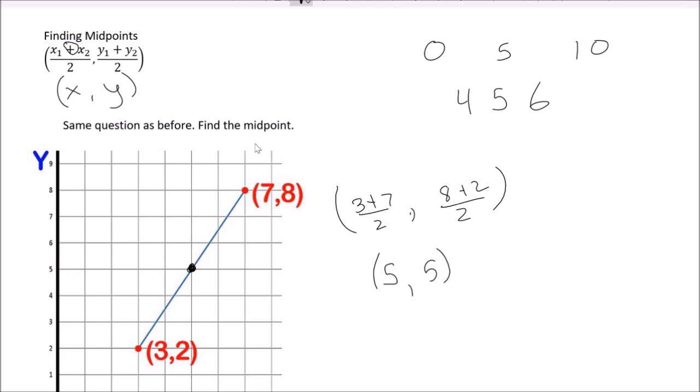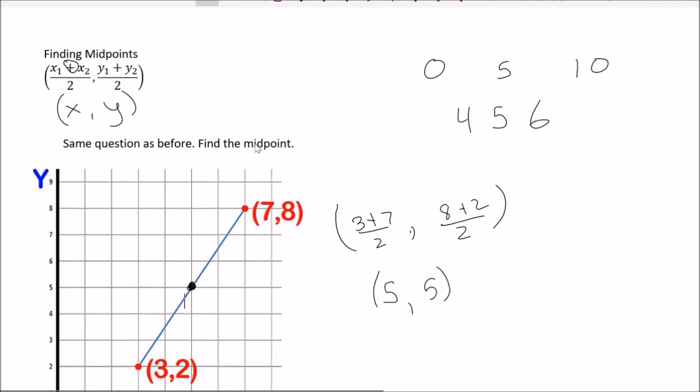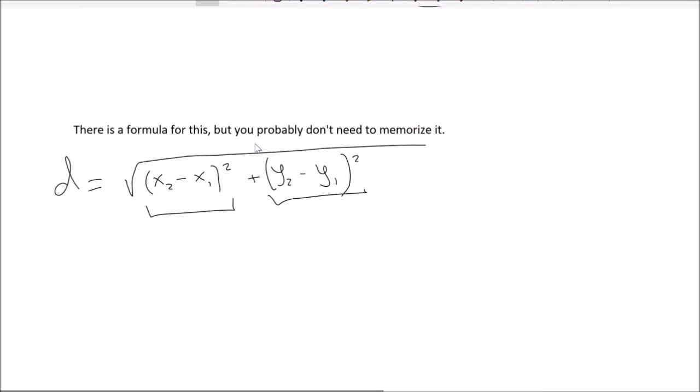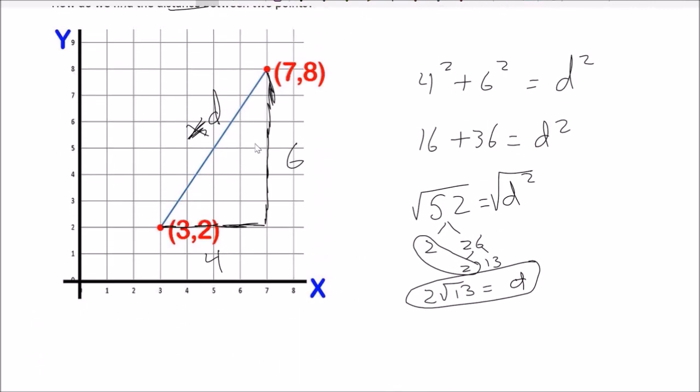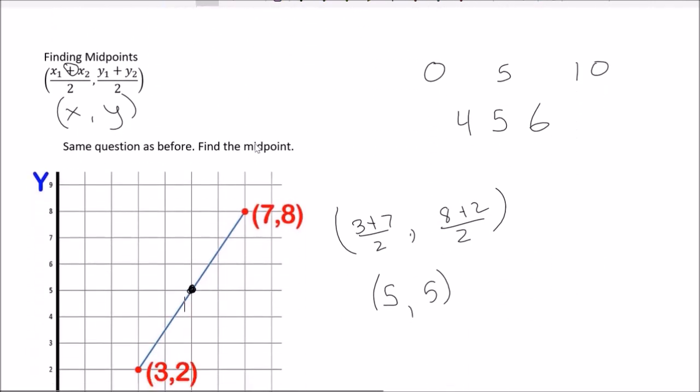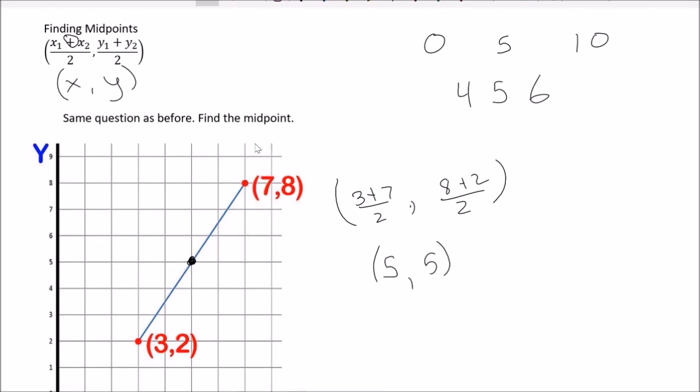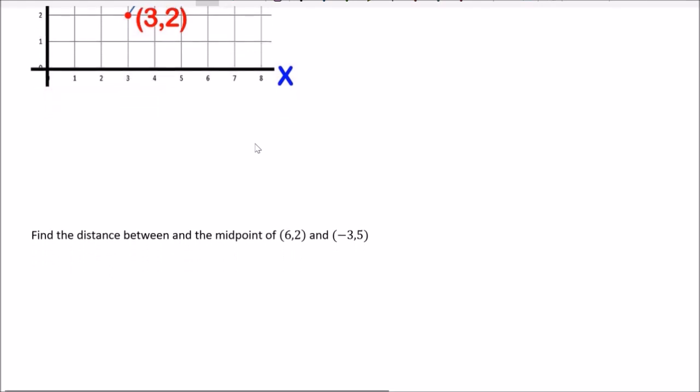Okay, so rather than memorizing a bunch of formulas, I would like you to keep in mind that distance is just the Pythagorean theorem. And I'd like you to keep in mind that midpoints is just finding the average of two numbers. That's all it is, okay? And if you can keep that straight, then it's not too bad.